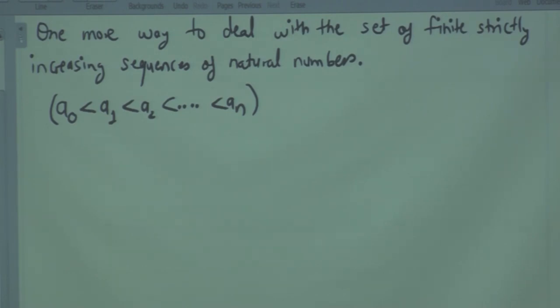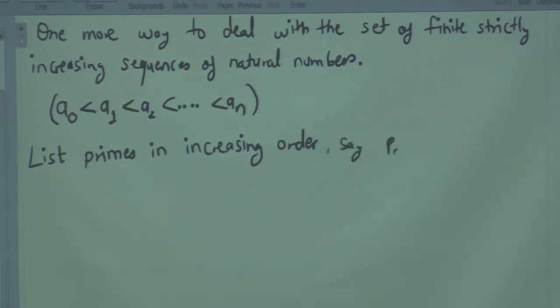Somebody told me something about primes yesterday. Okay, what are primes? So list primes in increasing order, say P0, P1, P2 and so on. How many prime numbers are there? Infinitely many. Who proved this? Euclid, yes. So Euclid's proof of infinitude of primes. Okay, good. So P0, P1, P2. What is P0? 2. P2 is 3, and you know the prime numbers, right.